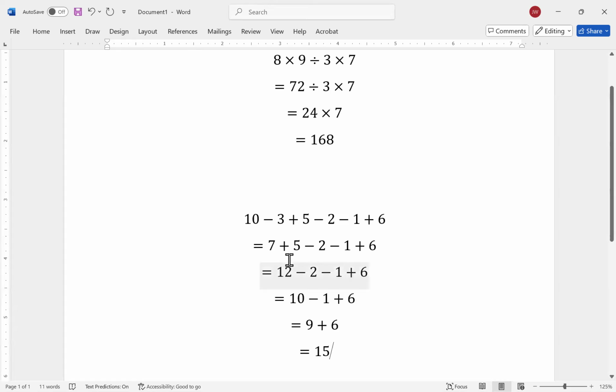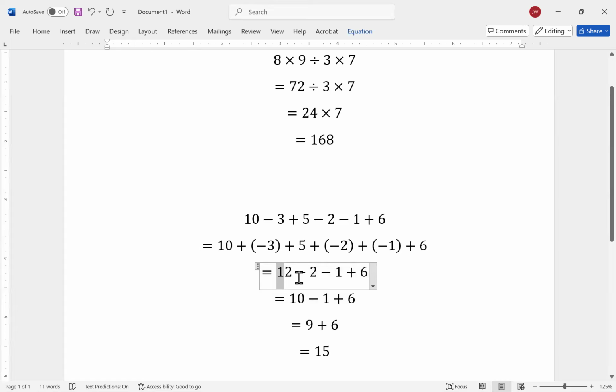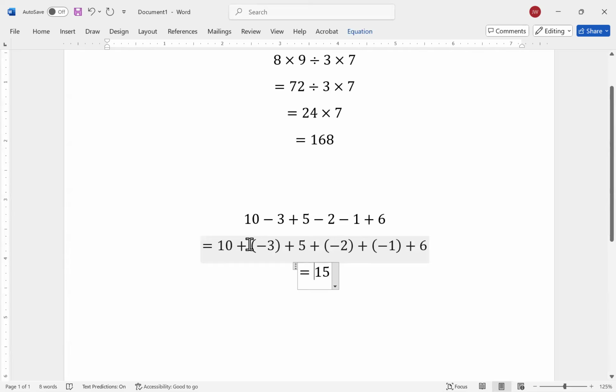Now, another way to do this is to think about this on the number line. We do 10 plus, think of this as 10 plus a negative 3 plus a positive 5 plus a negative 2 plus a negative 1 and then plus 6. Now we have all addition. And if you think about these things as negatives, it really doesn't matter what order we do this in, because anytime I combine 2 of these, it's addition. I don't have to worry so much about rewriting this.